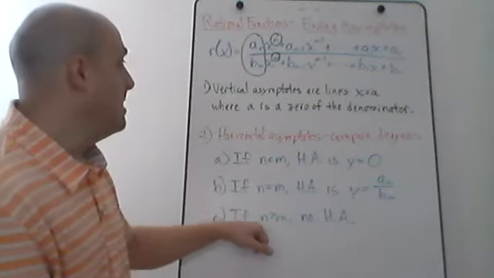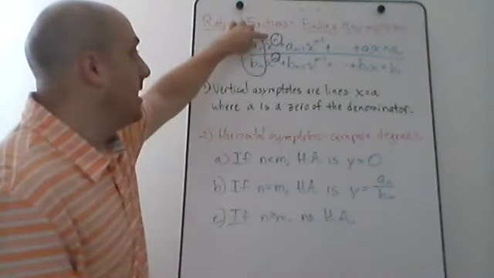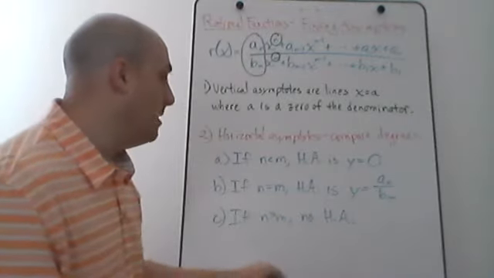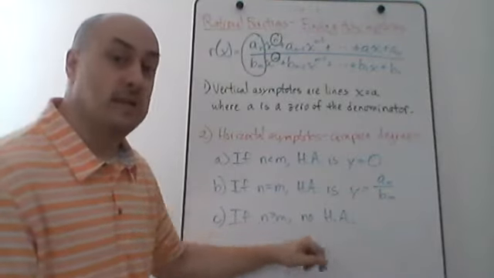That's where that horizontal asymptote is going to be. And then the third case is if n is greater than m. If I have a bigger exponent on top and a smaller exponent on the bottom, in that case, I don't have a horizontal asymptote at all.